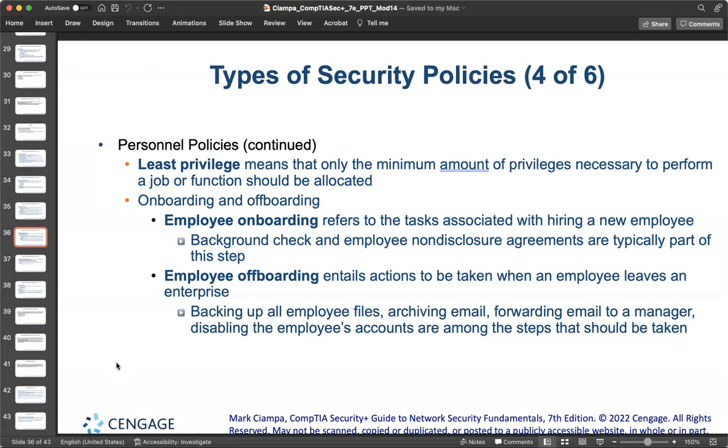Then you have employee offboarding, which entails the actions to be taken when an employee leaves an enterprise, like backing up all employee files, archiving their emails for future reviews or anything, forwarding those emails to a manager, disabling the employee's account, and all of those are part of the steps that usually are taken, collecting their mobile devices, collecting their personal devices that they use as BYOD, or at least wiping them off from the company data and intellectual property, and such can be applied.